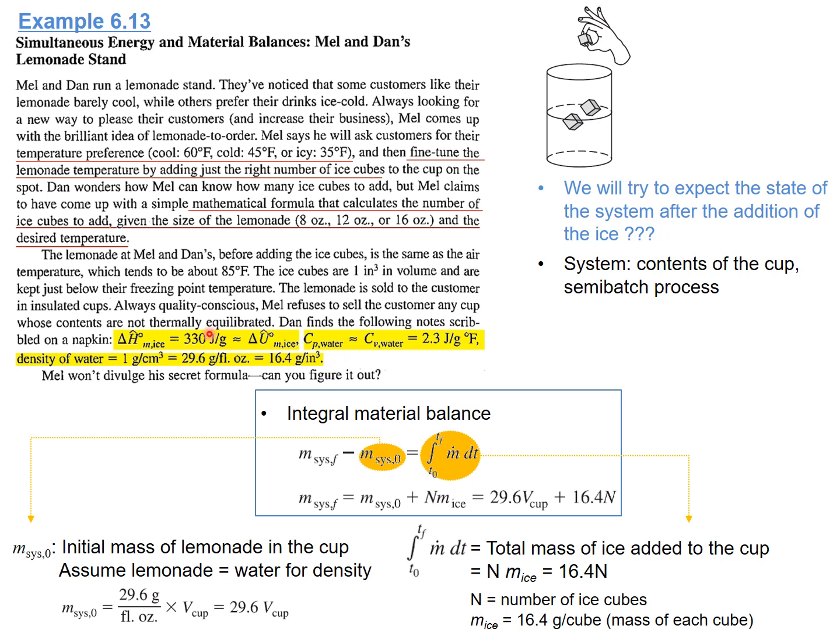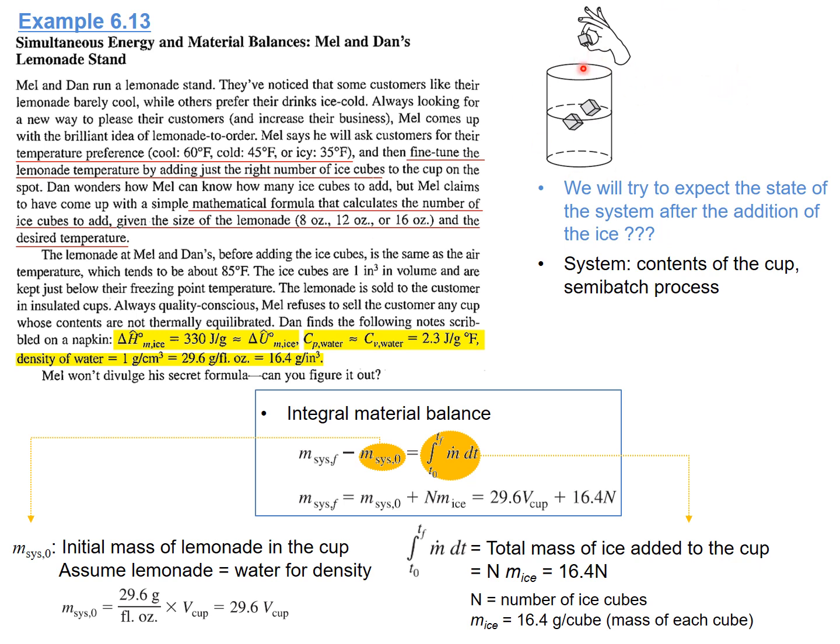So Mel won't divulge his secret formula, expose his secret formula. Can you figure it out? So let's try to find Mel's equation to predict the number of ice cubes to adjust the temperature depending on the volume of the lemonade.